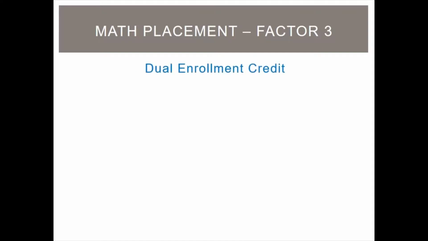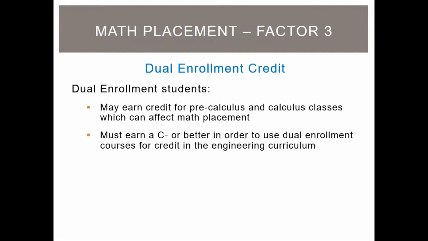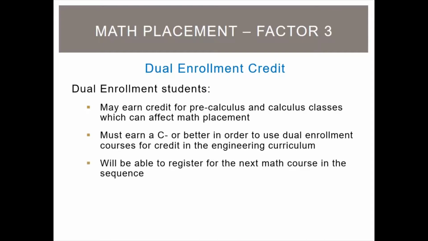Now let's talk about dual enrollment credit. If you are or were enrolled in college courses through a dual enrollment program, you may earn credit for pre-calculus and calculus classes and be placed into a higher level math course for your first semester. Students must earn a C- or better in those courses in order to receive credit. You'll be able to register for the next math course in the sequence.